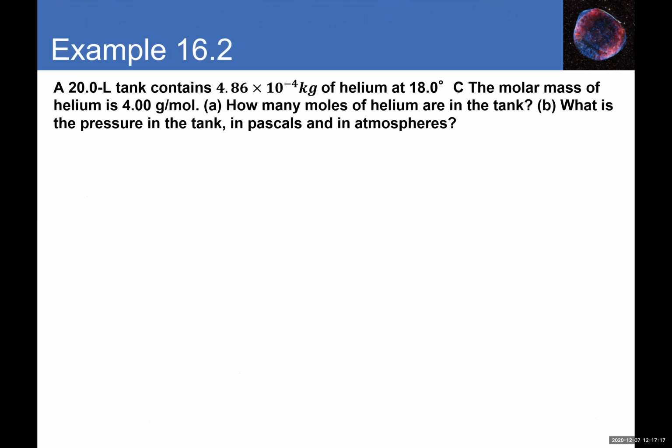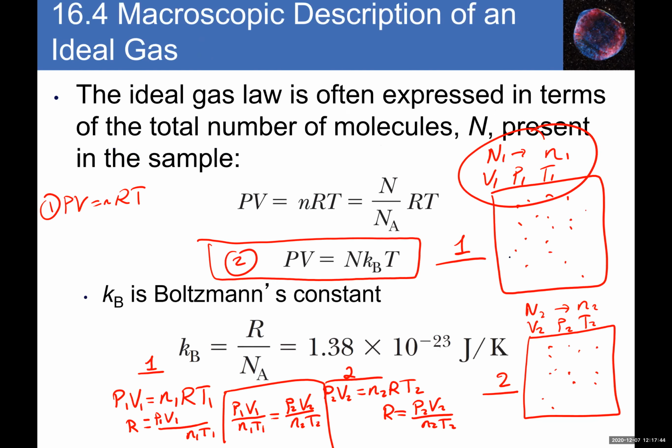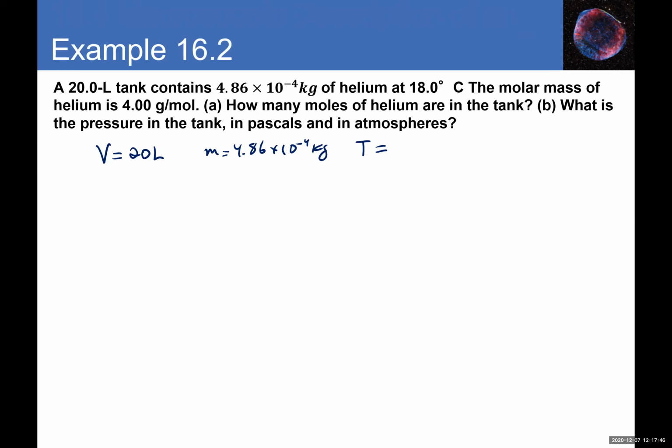All right, so in this example, we're just given one system where we're given the values for, let's say, 2 liters, which is just the volume. Then the mass, 4.86 times 10 to the negative 4 kilogram, that is the mass of the substance. And then the temperature, we're given 18 degrees Celsius. But remember, this should be in terms of Kelvin.